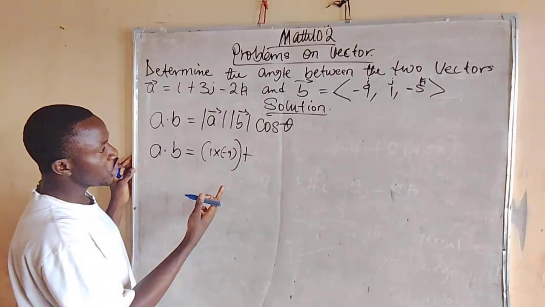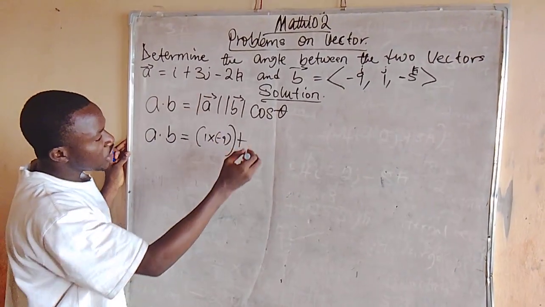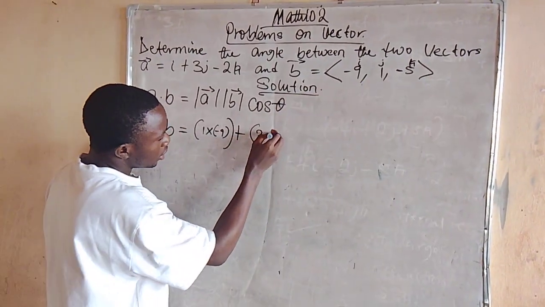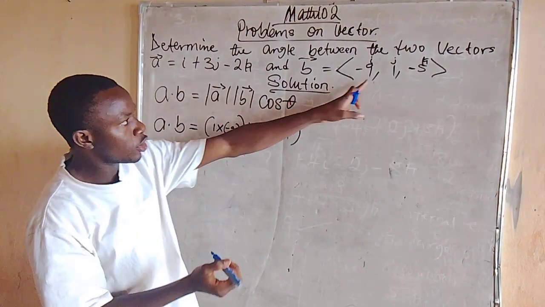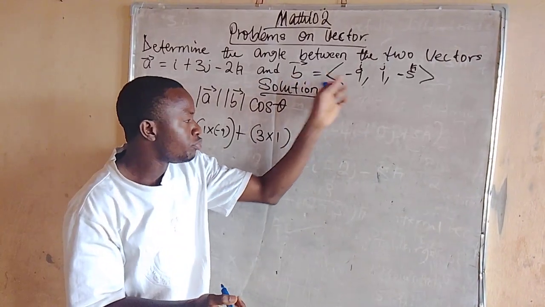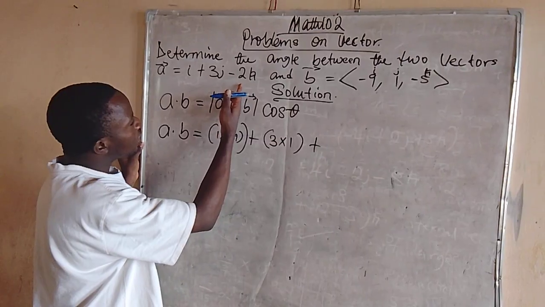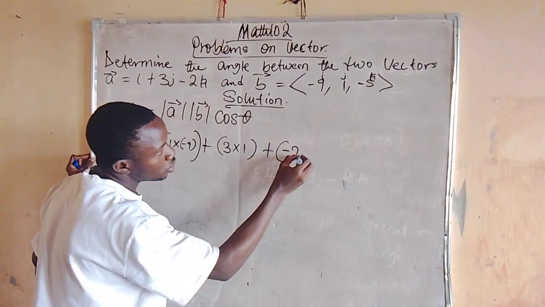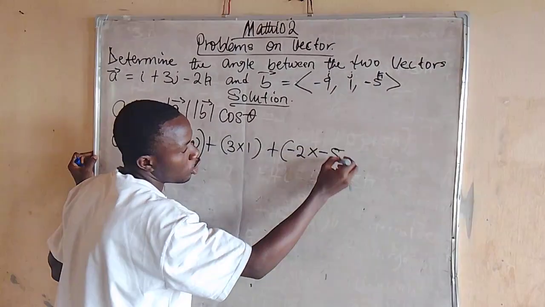Now we move to the next one, which is the j component. For the j component, we have 3 here, so this is going to be 3 multiplied by 1. We close it, because 1 is the j component of the unit vector of vector B. Plus, lastly, we have the k component of this vector, which is minus 2. So it's going to be minus 2 multiplied by minus 5 for the k component.